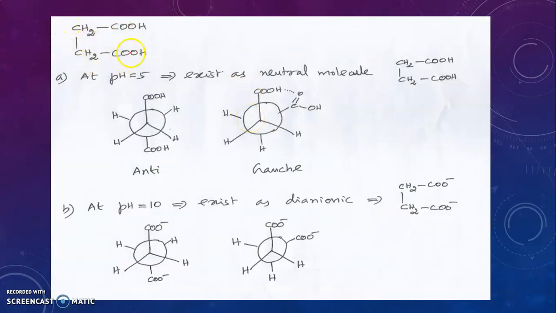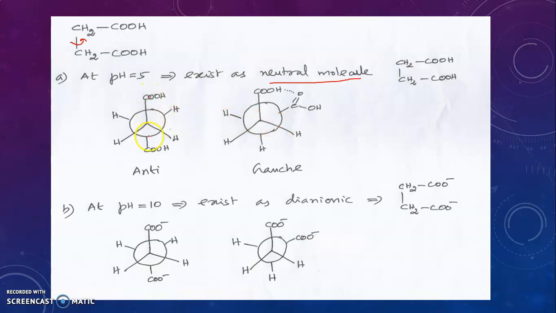So this is succinic acid. I'll take this carbon for conformational analysis. Remember, in acidic medium, acid exists as such. So the succinic acid exists as a neutral molecule in acidic medium. Now, what are the possible staggered conformations for this? So this is the staggered conformation called anti. And this is another staggered conformation called gauche. Here, the dihedral angle between this acid group and this acid group is 180 degrees, and in gauche it is 60 degrees.